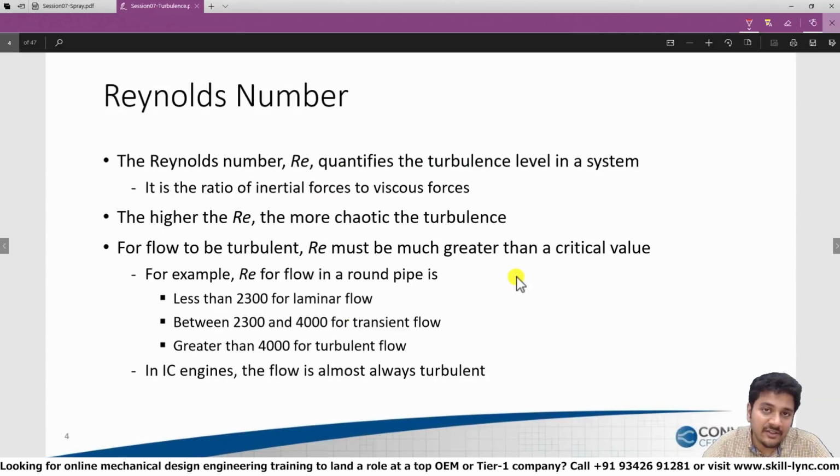So how do we characterize turbulence? Well, Reynolds number, right? Reynolds number is the ratio of your inertia forces to the viscous forces. Typically, depending on the Reynolds number, you can say if the flow is laminar or turbulent, or if it's in the transition region. So for example, if you take a simple round pipe, you might have studied that if the Reynolds number is less than 2300, it's laminar, above 4000, it's turbulent, and in between, the flow is said to be transitioning. Now, with respect to IC engines or, say, gas turbines, the flow is always going to be turbulent, because of the really high velocities that are involved.